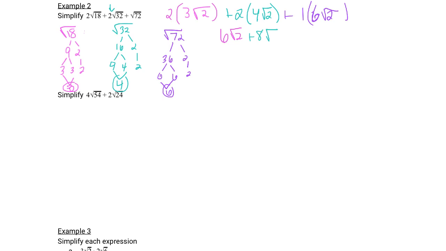plus 8 square root of 2 plus 6 square root of 2. Last step, we just add all the integers together because they're all square root of 2. 6 plus 8 is 14 plus 6 is 20 square root of 2.